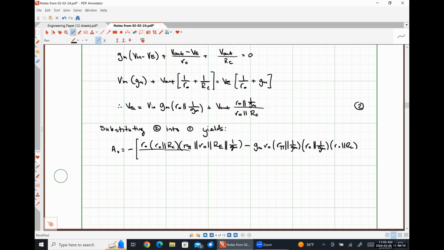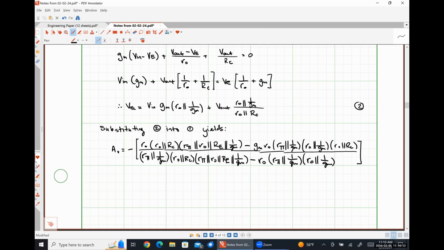Now for our denominator, equally as gross, we have r pi in parallel with 1 over gm, r naught in parallel with RC, r pi in parallel with r naught in parallel with RE in parallel with 1 over gm, minus r naught times r pi in parallel with 1 over gm times r naught in parallel with 1 over gm.